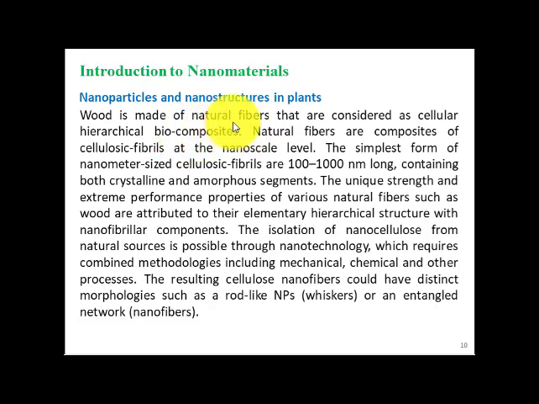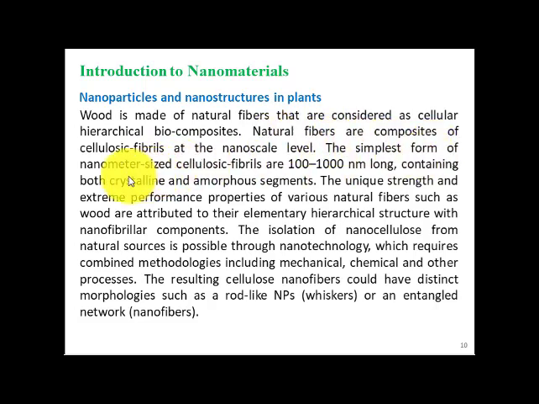We know that wood is made of natural fiber and this fiber is made up of cellulose material. Cellulose is a carbohydrate. Natural fibers are composites of cellulosic fibrils at the nanoscale level. In other words, we can say that the cellulosic fibrils, which are nanoscale materials, combine with each other to form composites which are natural fibers.